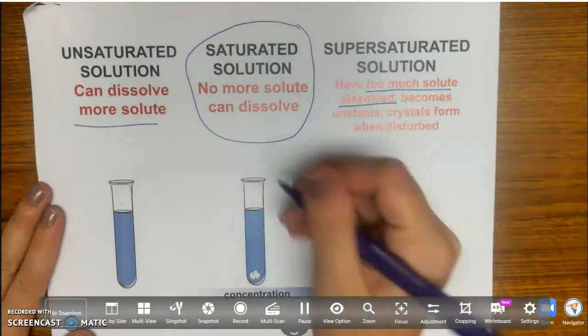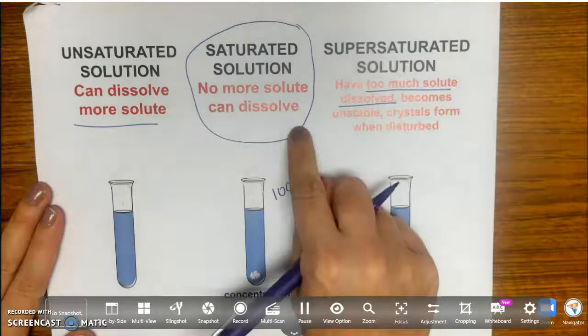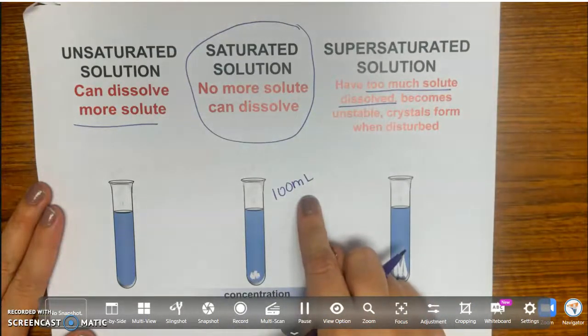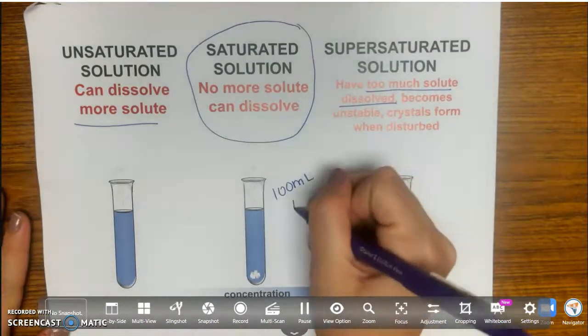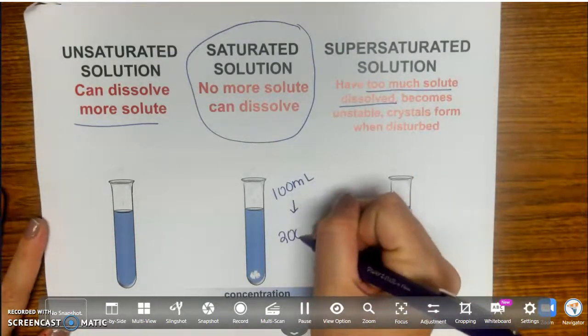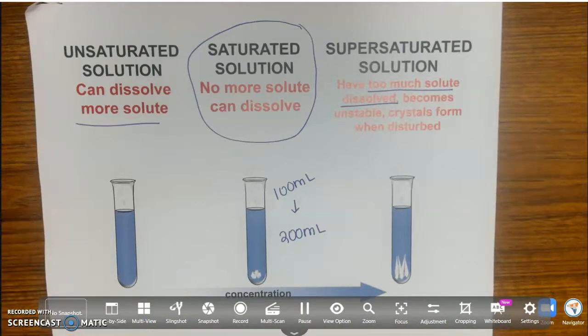Now, this is for a set amount of water. So let's say there's like 100 milliliters of water. If it's saturated at 100 milliliters of water, you can't dissolve any more solute. But let's say I increase the water amount to 200 milliliters. Would the solution still be saturated? No, it would be unsaturated because there's more water there.